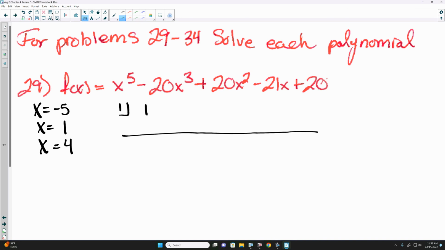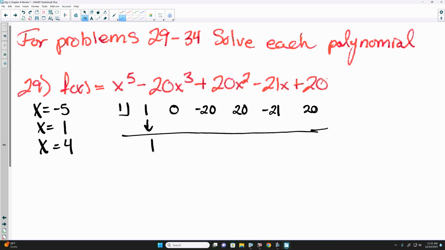Going across the top, we have 1 for x to the 5th. Since we don't have an x to the 4th term, we'll fill it in as 0. Our x to the 3rd term will be -20. Our x squared term is going to be 20. Our x term is -21. And our last term is 20. We'll bring down the 1.